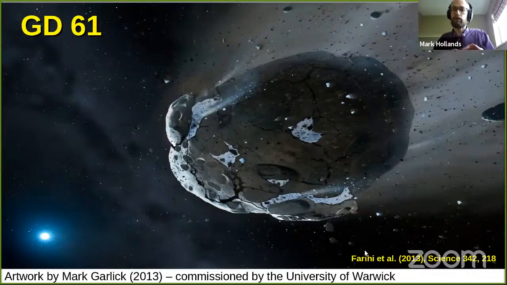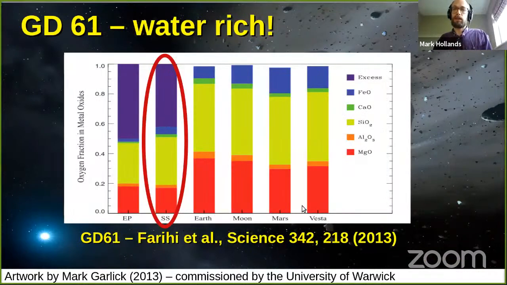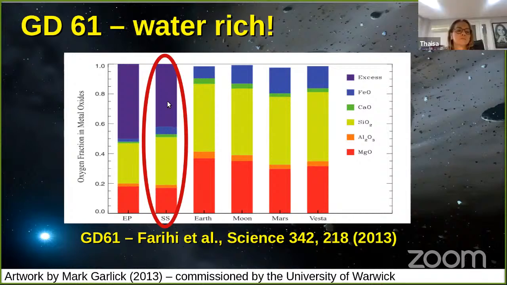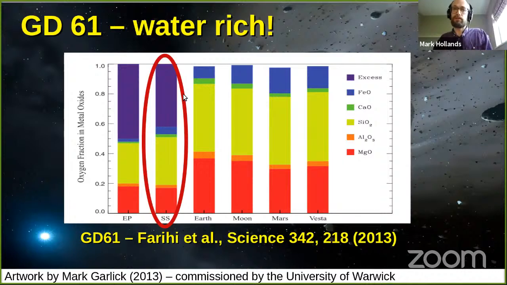And the reason that Farihi et al., who published this, came to that conclusion is by looking at the amount of oxygen in the atmosphere. And they assumed that every metal comes from some kind of metal oxide, so iron oxide, magnesium oxide, etc. And after they did this, they still had extra oxygen left over, almost half. And so you need an extra molecule to put this oxygen in order to deliver it to the white dwarf. And the only real candidate is water.